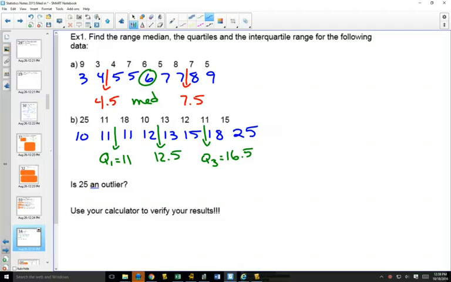For our first set of data, the interquartile range would be 3, because you go from 4.5 to 7.5. For our second bit of data, our interquartile range would be 5.5, because you go from 11 to 16.5.